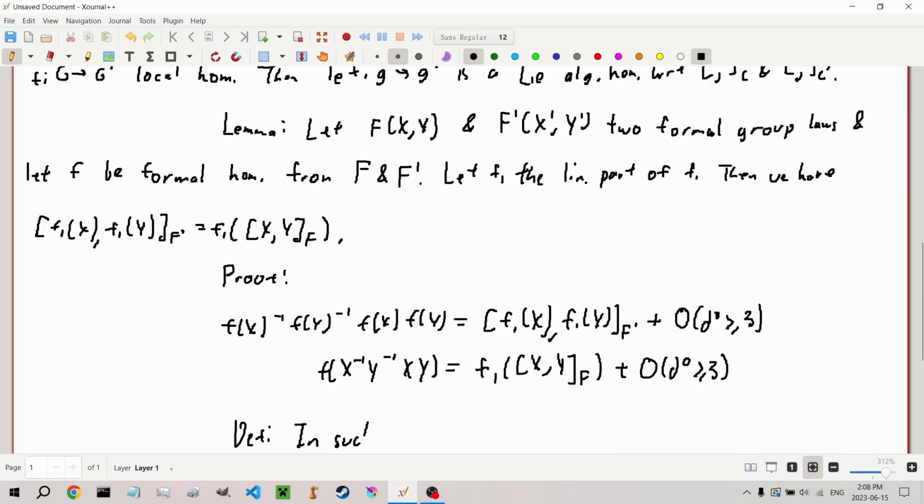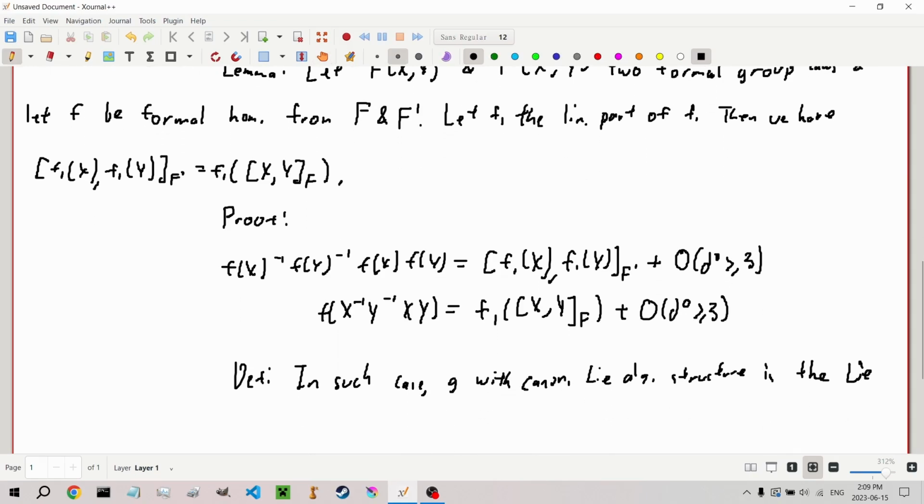In such a case, G with its canonical Lie algebra structure is said to be the Lie algebra of G.